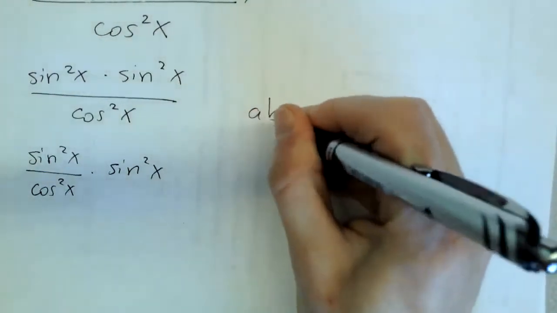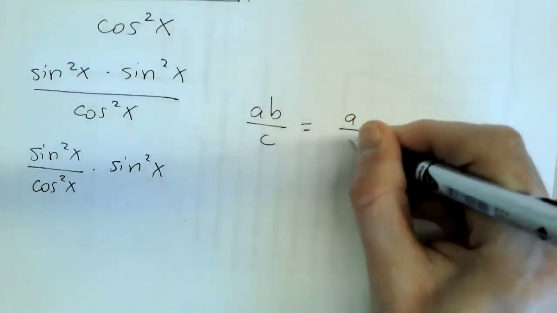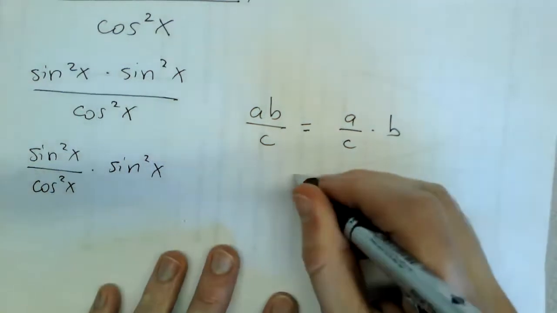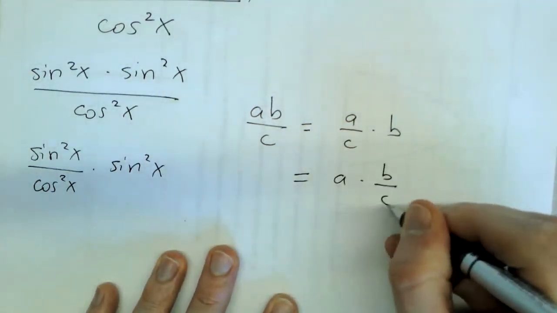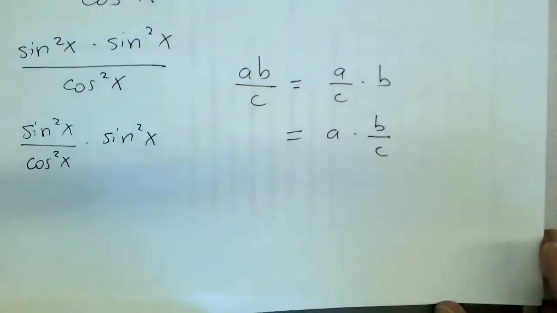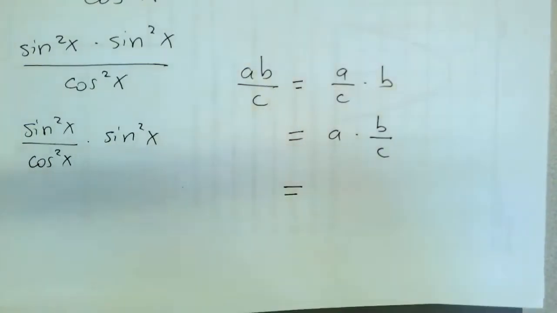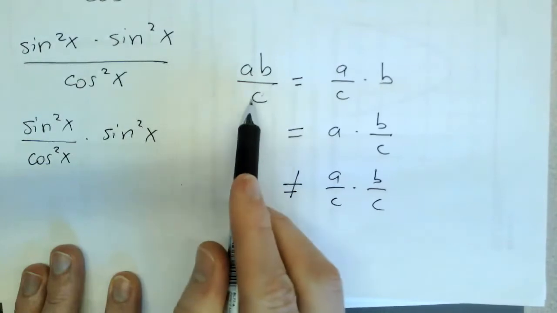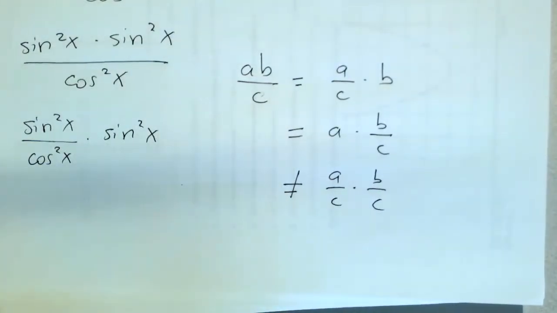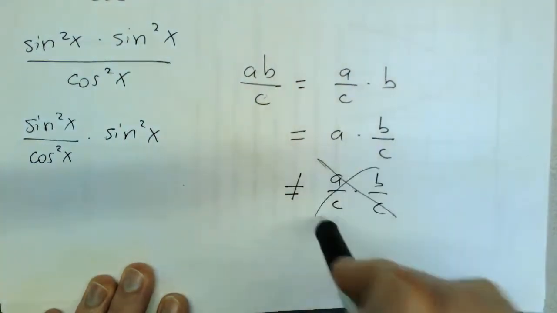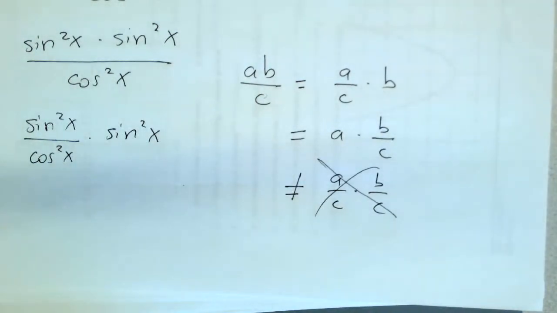In general, it's true that AB over C is A over C times B. That's the same thing. Or you could choose to put the C over the B. That's also good. That's totally fine. The one thing that you shouldn't do is make the mistake of thinking that this is A over C times B over C. Division by C doesn't distribute over multiplication. Do you know what I mean? This is essentially dividing by C twice. So this guy is no good, but the other two are fine. Is that okay?